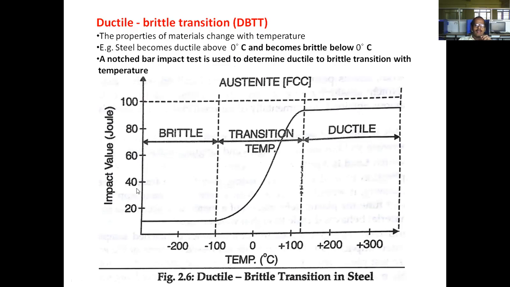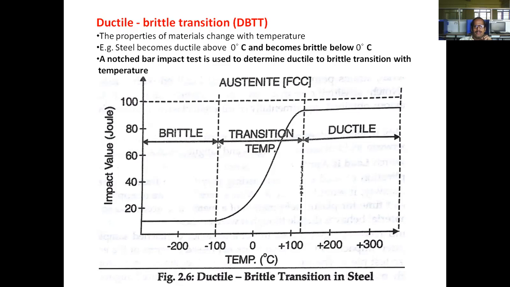Here we have impact value on the y-axis, and on the x-axis we have variation of temperature, increase in temperature. So basically we have a sample of steel, and that is subjected to impact at different temperatures. So we have three zones.